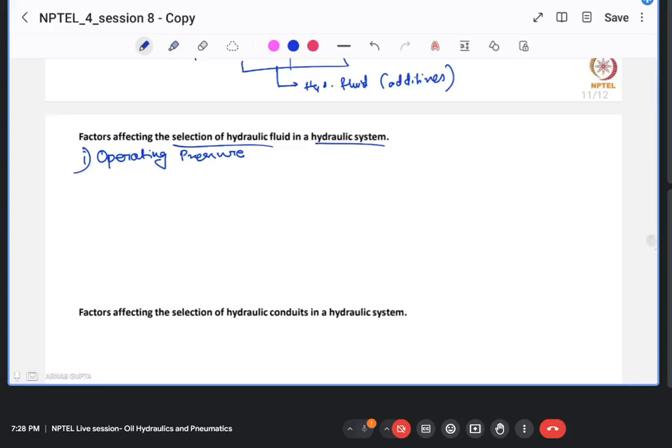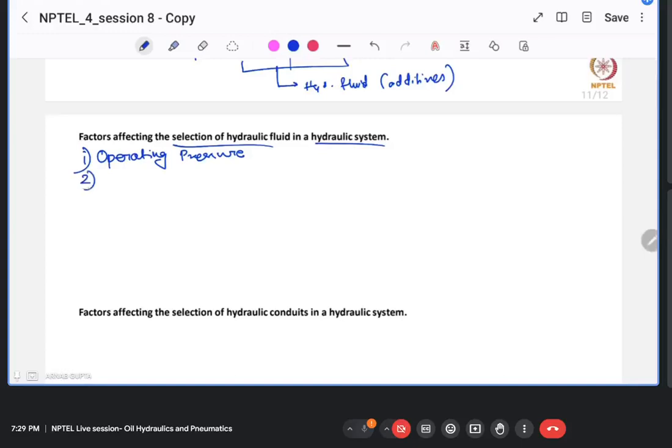Flow rate is modulated by the pump based on the requirements, based on the speed of operation. So that is another thing, but that is not a determining factor for selecting a hydraulic fluid. But the related factors are there. I'm explaining that. So first is your operating pressure.